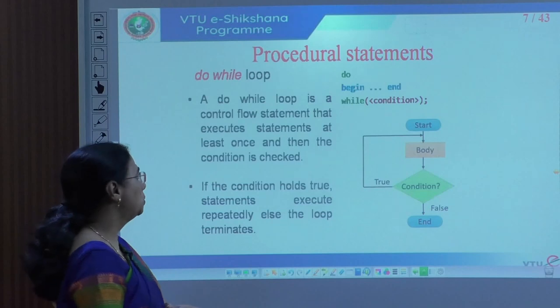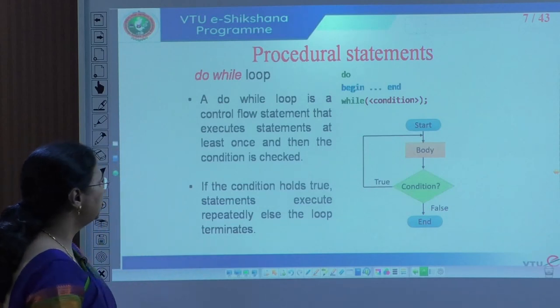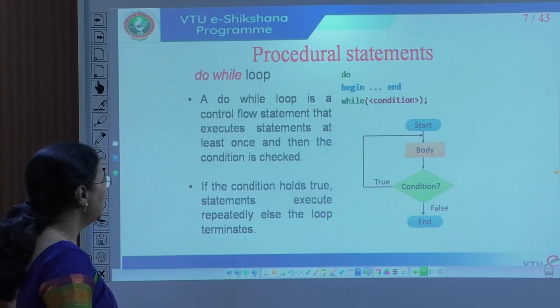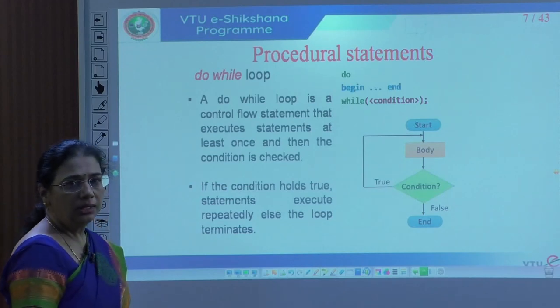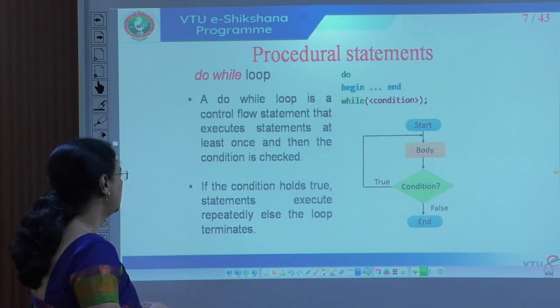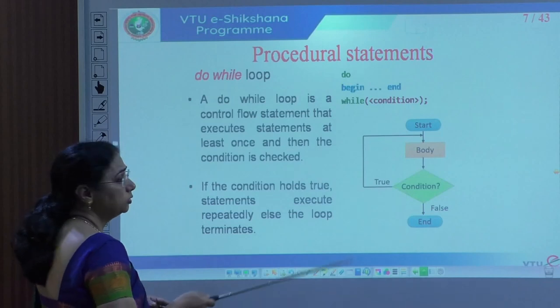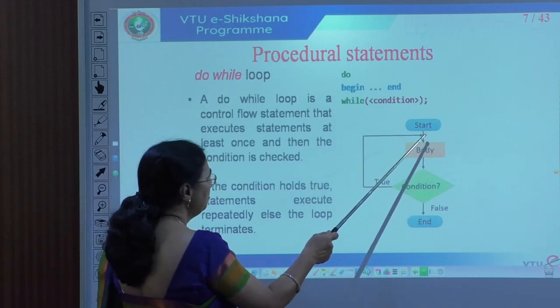The do while loop is also a control flow statement that executes the statements at least once, and then the condition is going to be checked. And if the condition holds true, the statements are going to be executed repeatedly, otherwise the loop is going to terminate. So here is again the symbolic representation of the do while loop.